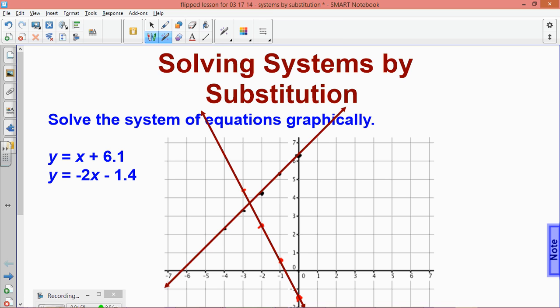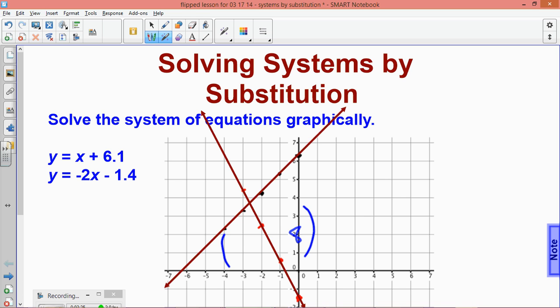Okay, I'm sure many of you got this, but what in the world is that point right there? I have absolutely no idea what point that is. It looks like something close to maybe negative 2.7 comma 3 point, I don't know, 8, but I have no idea. So clearly solving by graphing doesn't always work.